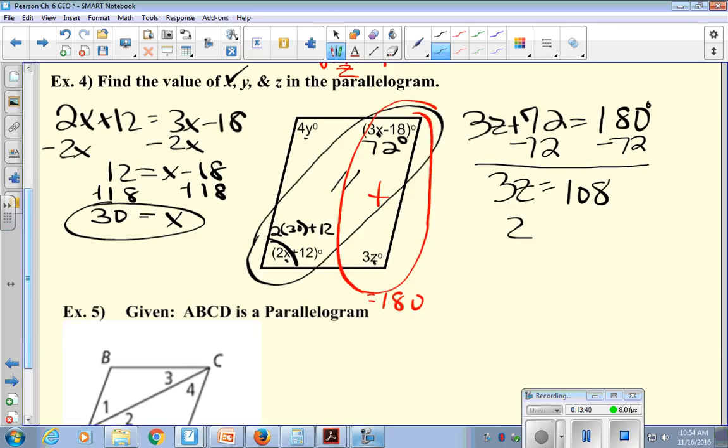And so z is equal to, 3 goes into 10 3 times with 1 left over. 3 goes into 18 6 times. z is equal to 36. That takes care of that one. And we know that if 3z, this angle down here, is 108, then 4y also has to be 108.